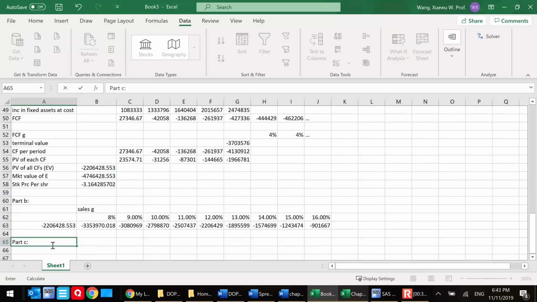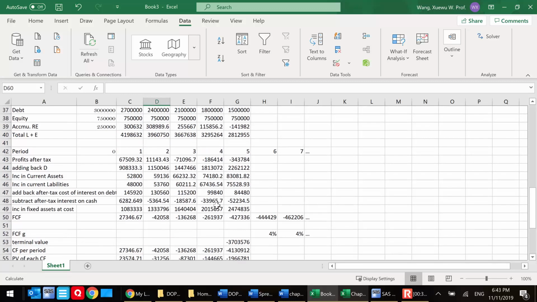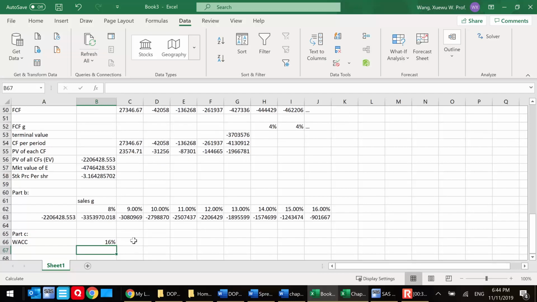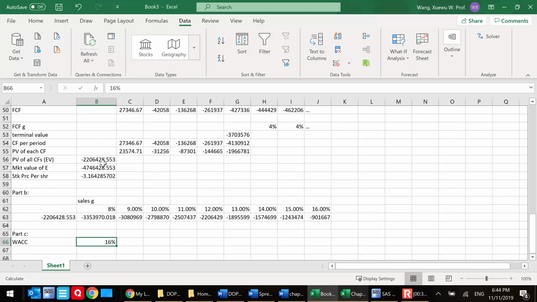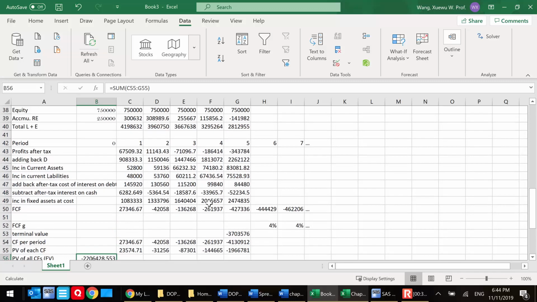So part C is doing the sensitivity of the enterprise value to the WACC. Now I need to verify there's a link. So let me ask, what is WACC? WACC is assumed to be 16%, and I'm going to clean up the cell references here. When I change the 16% here, my enterprise value should change. That's what I'm trying to get at.